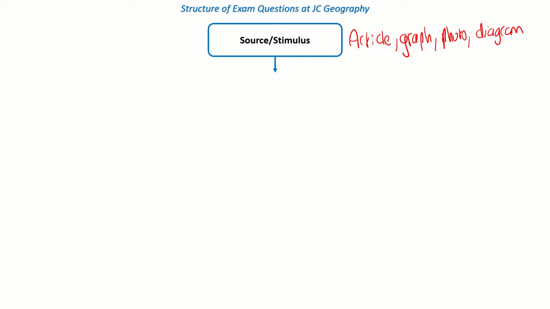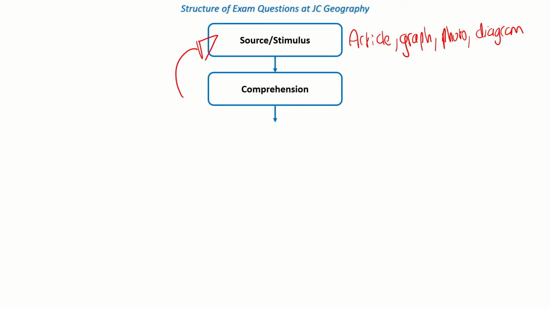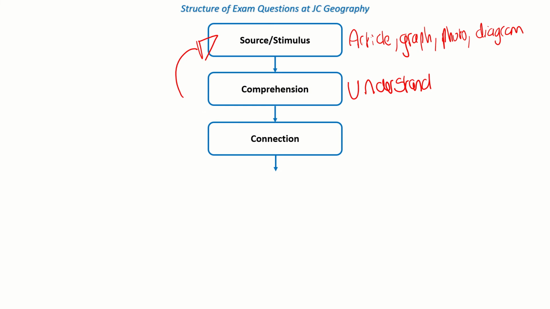Quite often, after that source or stimulus, what you'll see is a comprehension-based question. That comprehension-based question is testing your ability to analyze or understand the source or stimulus that came ahead of it. Comprehension means understand. So can you understand that source or stimulus? After you answer a comprehension-based question, there's usually a connection-based question. I call it a connection-based question because this question is going to bridge the gap between the source or stimulus that you're looking at and the knowledge that you're going to need to answer a question at junior cycle geography. The knowledge-based question is going to test your knowledge.